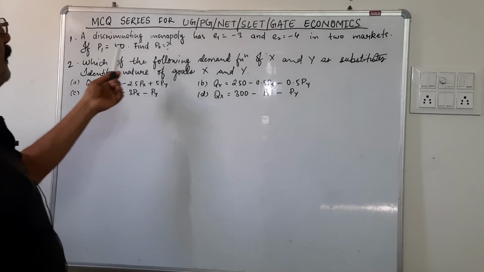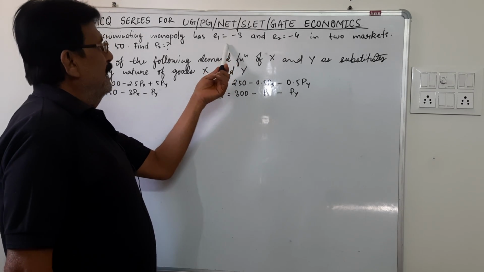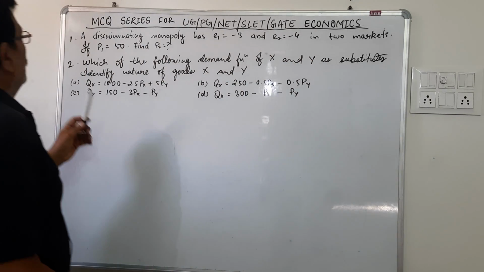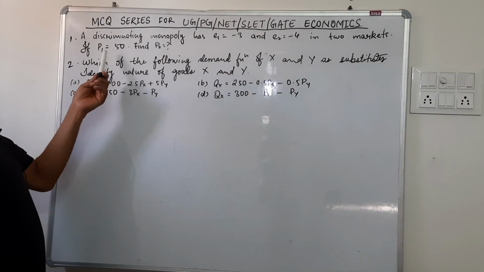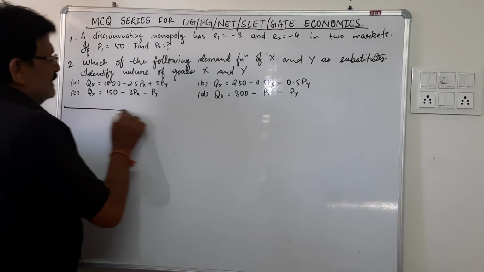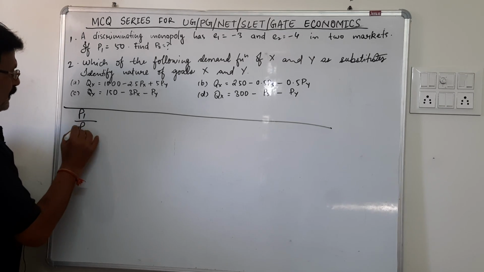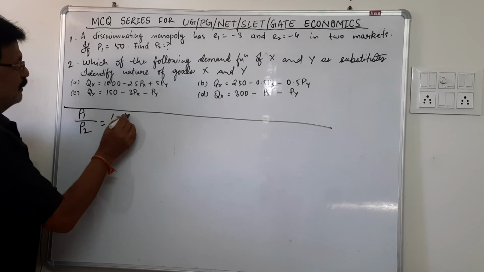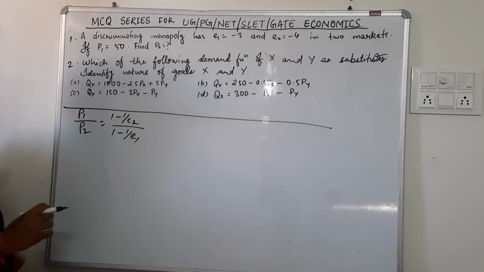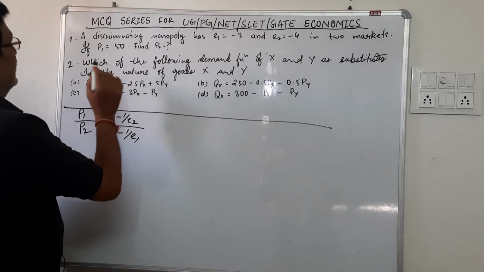A discriminating monopoly has E1 equal to minus 3, that is the price elasticity in one market, and price elasticity of minus 4 in another market. Now, if price in one market is 50, find the price in the other market. For solving this, you have to keep in mind that P1 by P2 is (1 minus 1 by E2) by (1 minus 1 by E1). This equality will solve the answer, and P1 is given as 50.